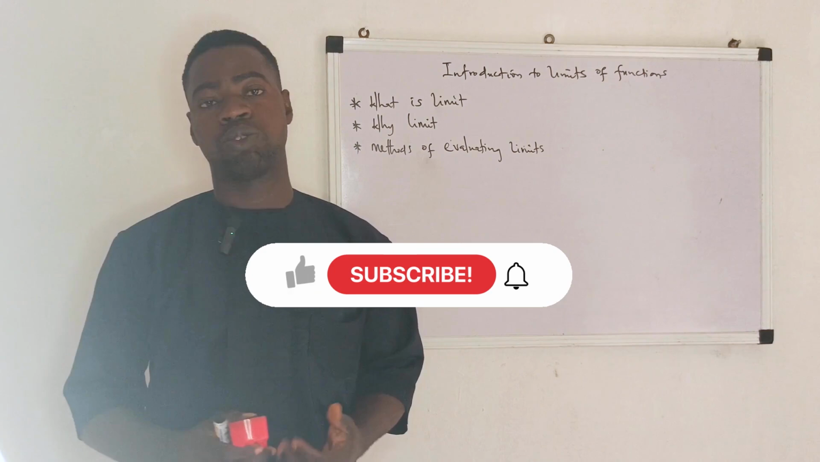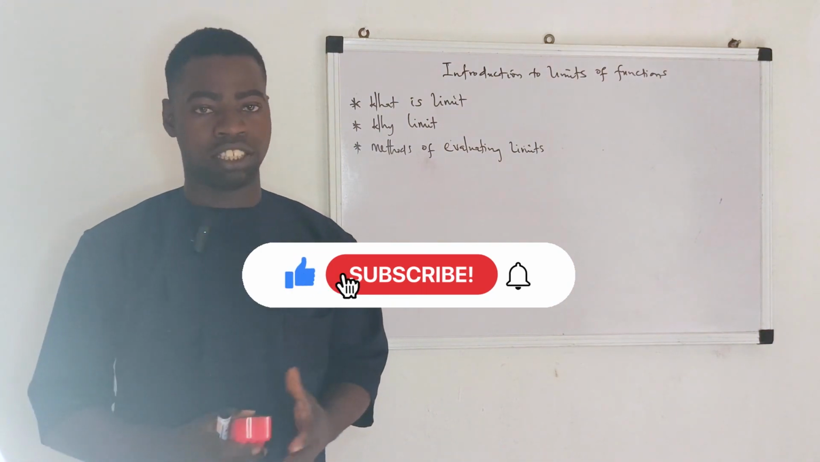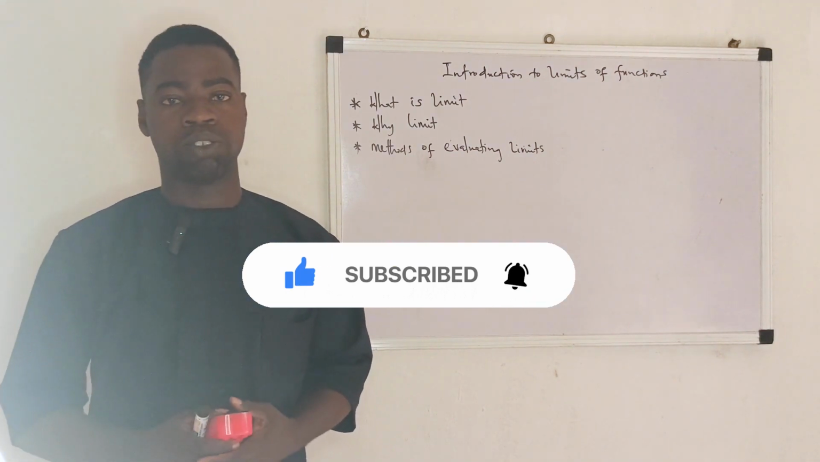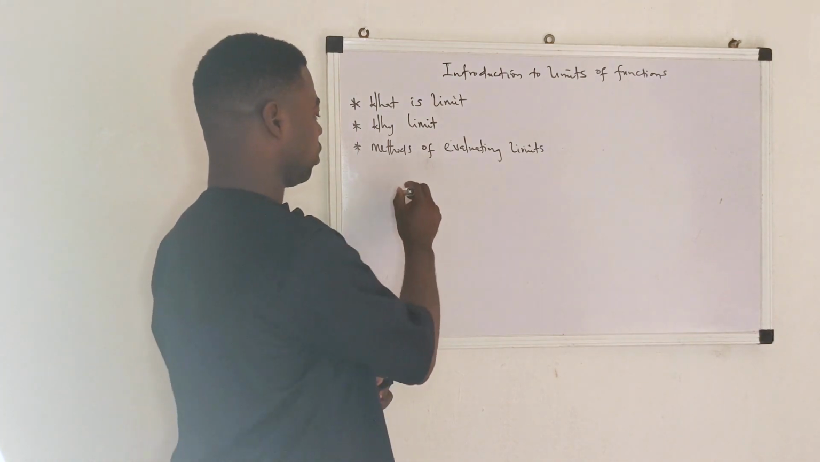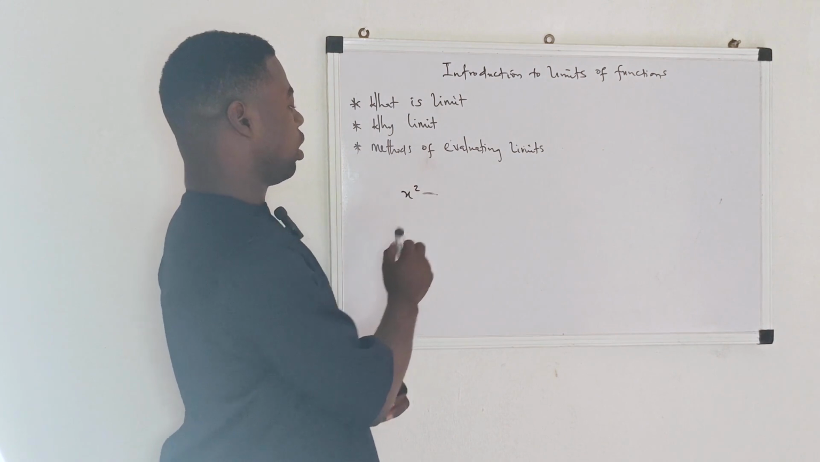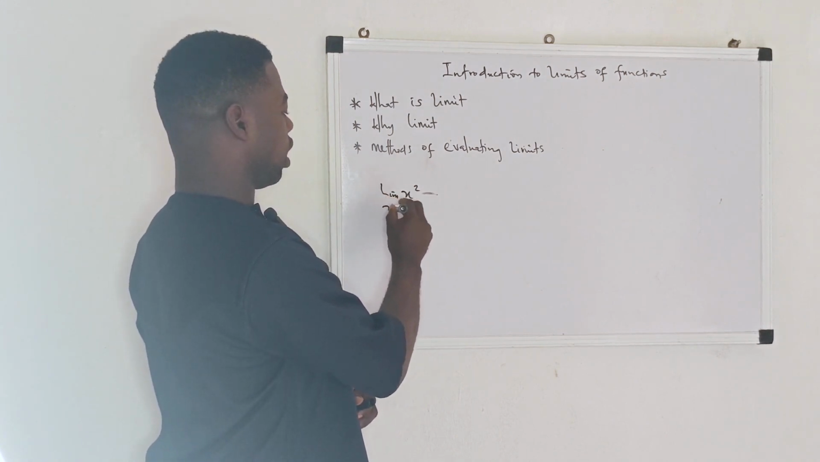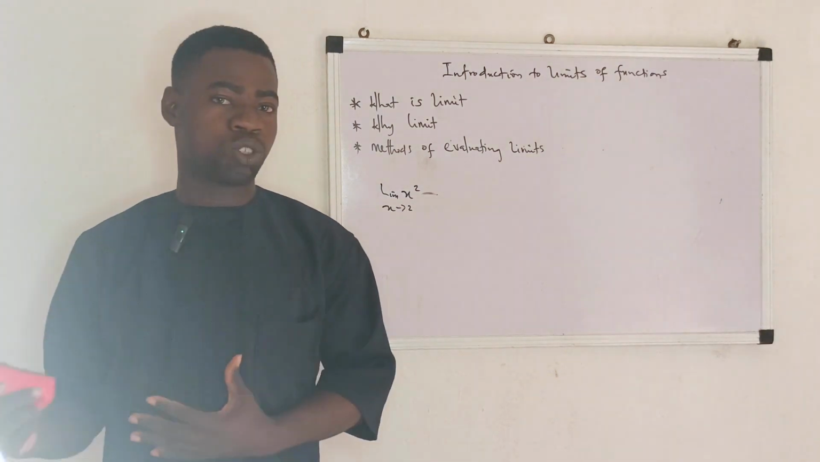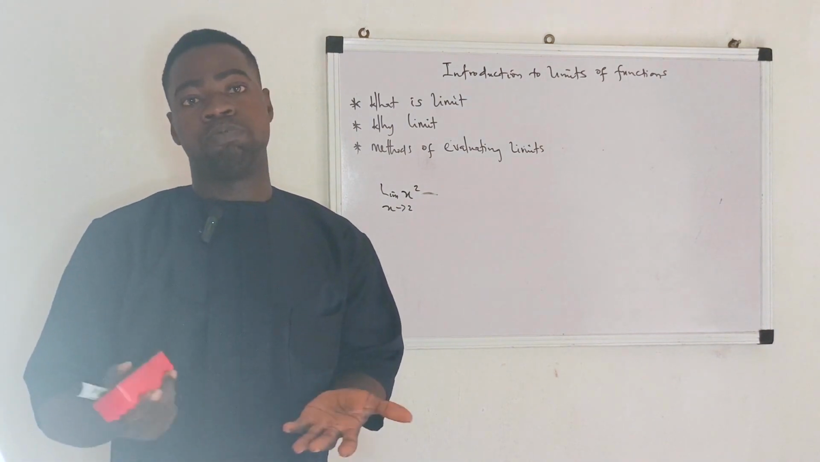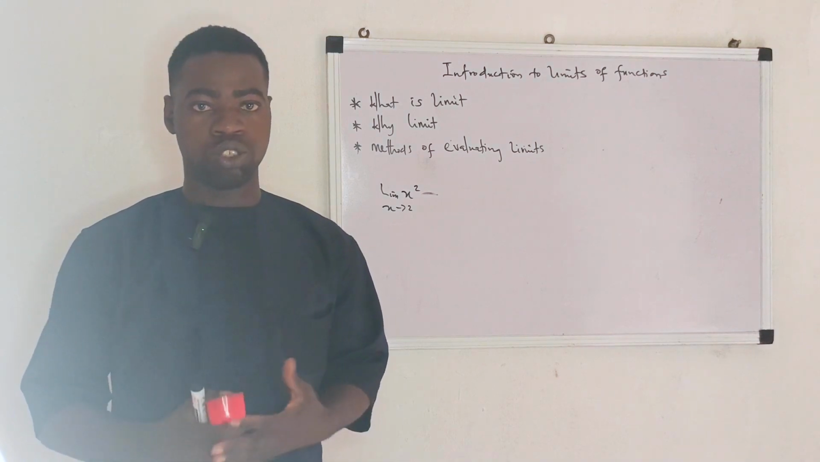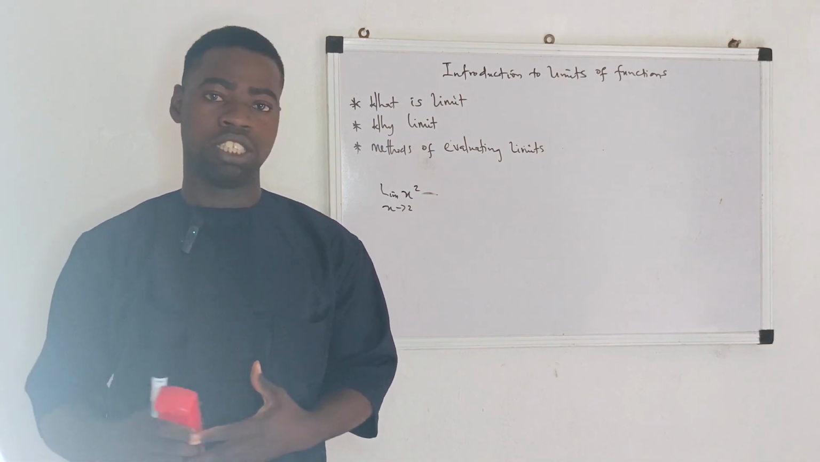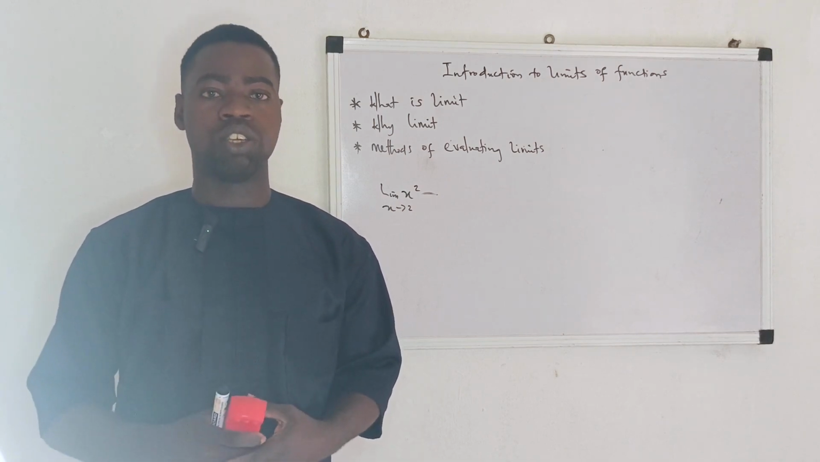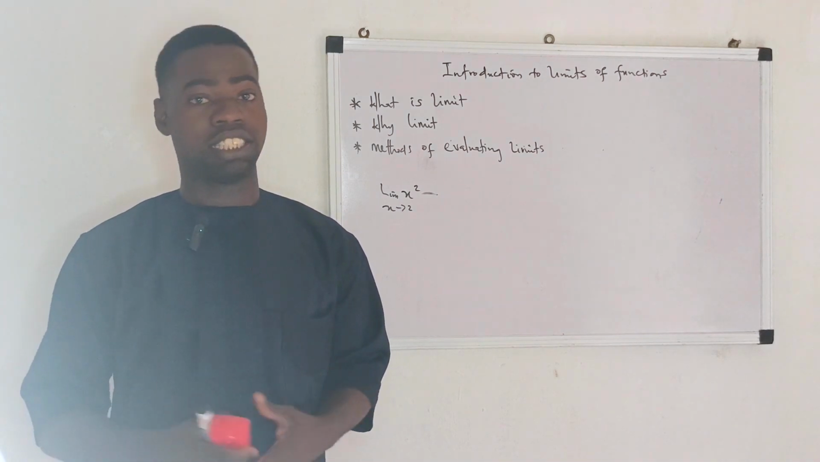A limit describes the behavior of a function as that function approaches a particular input. For example, you want to talk about the function x squared as x approaches 2. So this is the concept of a limit. It tells us how functions behave. For example, price can be a function, right? You want to know what the price of a particular commodity will be at a certain price. You want to know how to make your budget, then that's a limit for you.